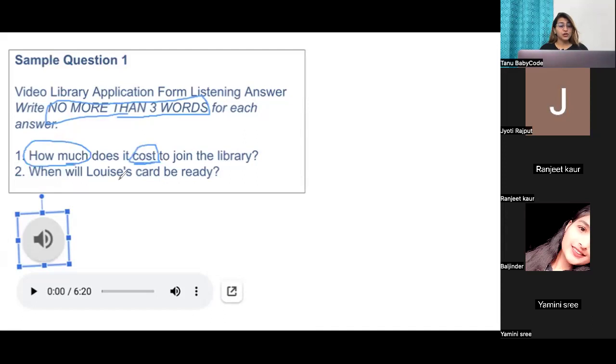When will Lewis cards be ready? When means at what time they will be ready. So it can be tomorrow, few days, a number also. When? It can be a date also, a day also. That's a time period. So are you all ready? Shall I play the audio? Yes?